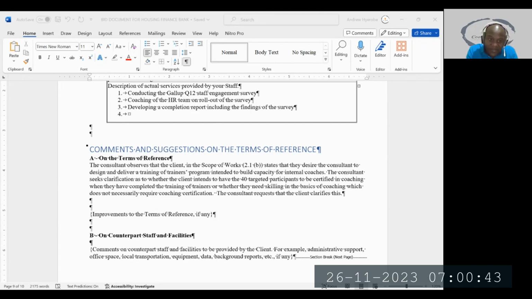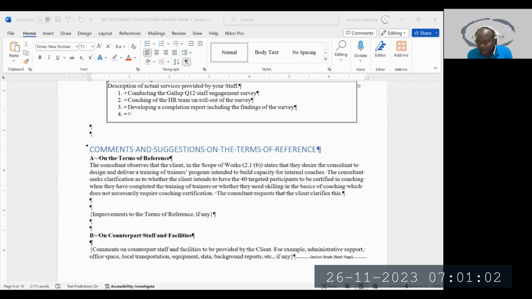You get that? So if they want training of trainers, then in our bid we can say we shall refer you to a coaching academy, and this is the bill for 40 people to get certified in a 6 month training period for coaching.